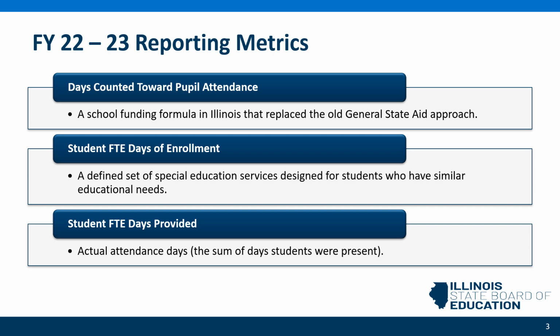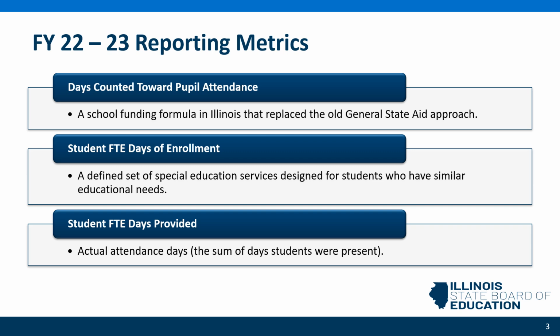For fiscal year 2022 through 2023, you'll report three key metrics. Number 1, days counted towards pupil attendance. This includes all operational days, such as partial days for school improvement or full days set aside for parent-teacher conferences. Number 2, student FTE days of enrollment. This represents the total number of days students were enrolled in your program.